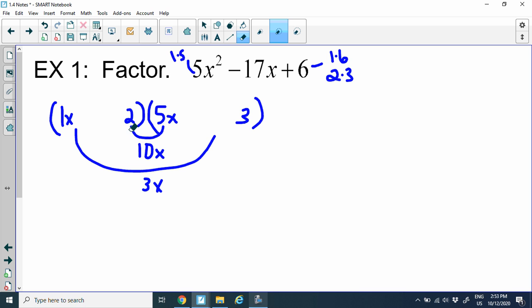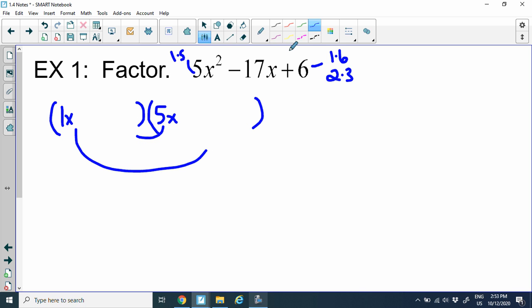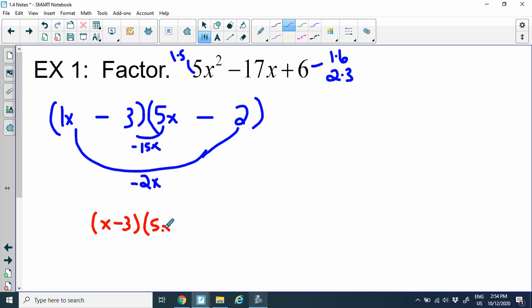So what we need to do next is we're going to erase the 2 and 3 and just switch. So instead of saying, oh, 2 and 3 doesn't work, we have to actually switch them. So I'm going to put 3 in front and now 2 in the back. So now multiply the inner, we get 15x, and multiply the outer, we get 2x. And if we add or subtract these, yes, we get negative 17. In order to get negative, both of these need to be negative as well. So I'm going to go ahead and write this out so it looks a little bit nicer. So my final answer here is going to be x minus 3 times 5x minus 2. And that'll be my final factorization here.